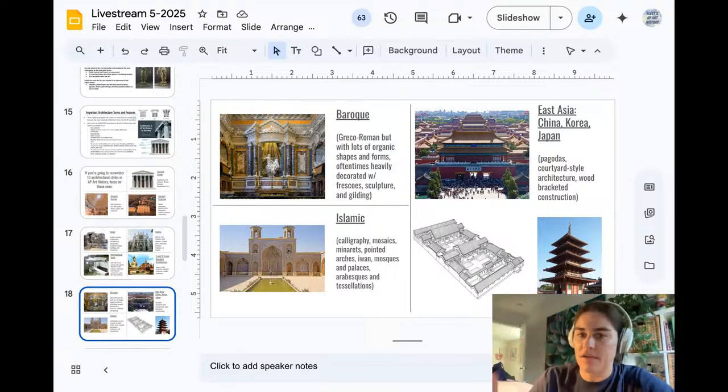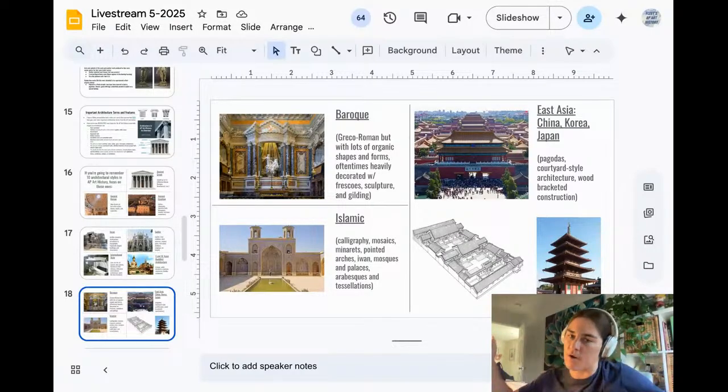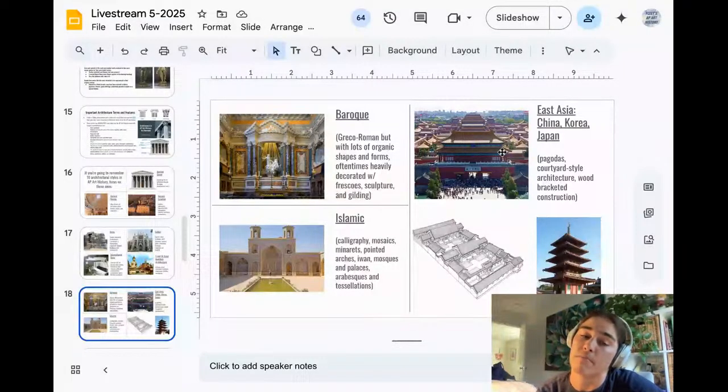All right. So next is East Asia, particularly China, Korea, and Japan. Pagodas and courtyard style architecture in East Asian architecture. There's a great example of courtyard style architecture depicted in Night Attack at Sanjo Palace, that Emaki narrative scroll. Another great example of a continuous narrative, by the way. And then, of course, we have the courtyard style depicted in the Forbidden City.